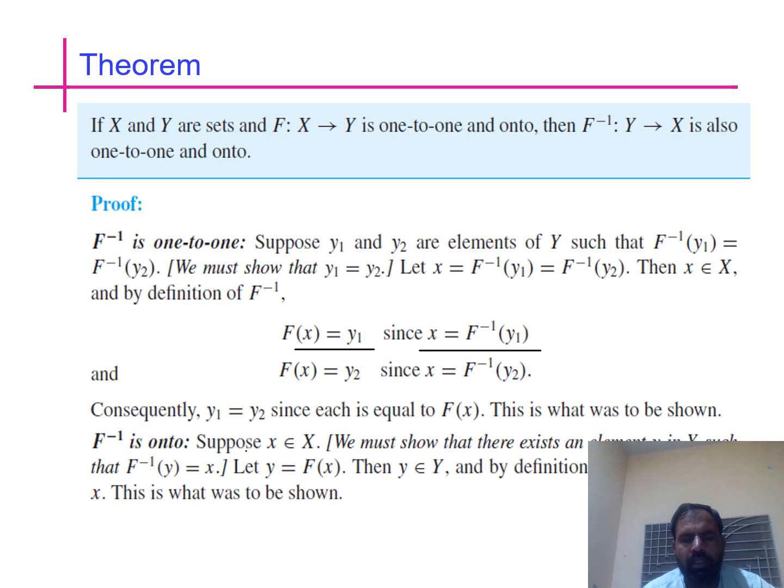F inverse is onto. Here we show that it's onto. Suppose x belongs to X. We must show that there exists an element in Y such that f inverse of y is equal to x. So let y be equal to f of x, then y belongs to Y by the definition of the function. So f inverse of y is equal to x. So this is what was to be shown.